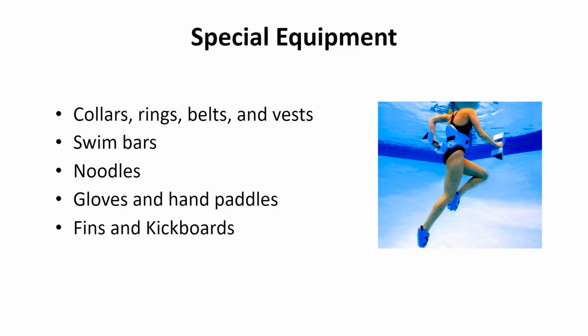You can have noodles, which are just the standard flotation devices you see used by kids in pools. You can have gloves and hand paddles. And again, those are going to increase the surface area of the hands and make the resistance exercise or the range of motion exercise easier or more difficult, depending on the function. And finally, there could be fins and kickboards. And again, same as the upper extremity special pieces of equipment, you're either going to make the exercise you're trying to perform more difficult or easier, depending on which way you're moving.